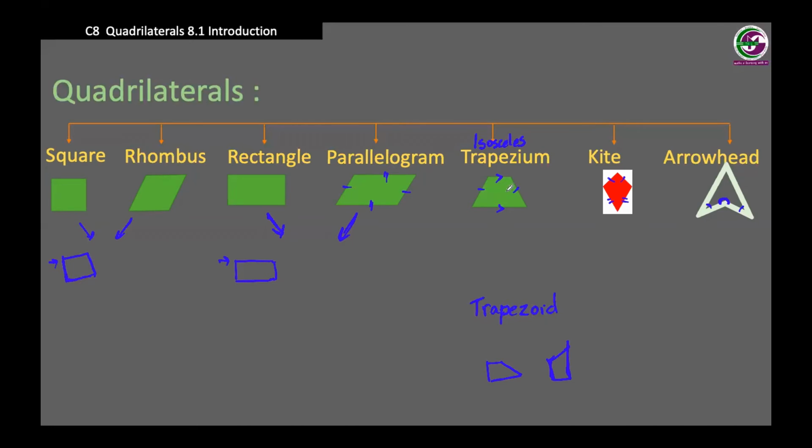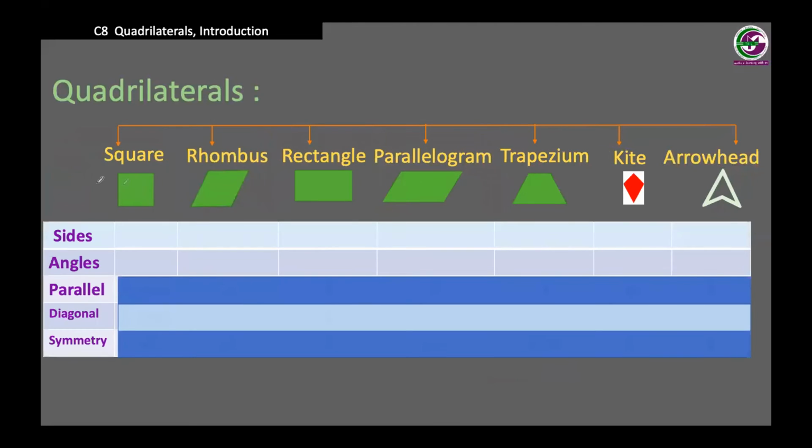Trapezium, it is totally a different person, like a different shape. We have only one pair of parallel sides. That's the only condition for a trapezium. And as I told you, if it is an isosceles trapezium, one pair of sides will also be equal. Okay, now kite, as the word says, the heads are the same and the tails are the same. And the arrowhead, it's clear. We don't have to go into further details of the arrowhead in this lesson. Now let's see more about each of the children in this family.